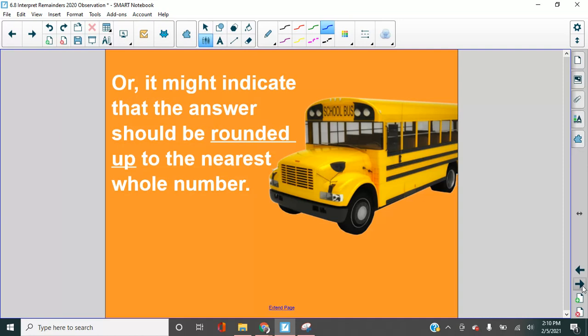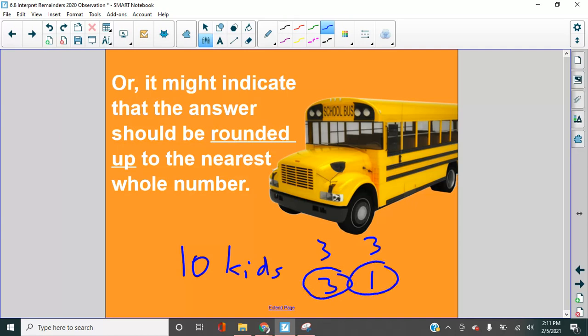Let's say we were going to take 10 kids on a bus, and we want to know, if we put 3 in a seat, how many seats will we need? Well, 3 would go in the first seat, 3 would go in the next seat, 3 would go in the next seat. Then you'd have 1 extra kid. Well, you're going to need another seat, right? We're not going to split the seat in thirds, so we'd need 4 seats. And I'm going to show you some examples of that.